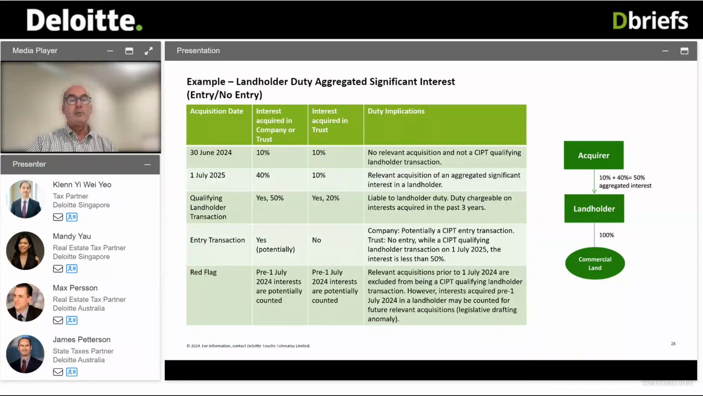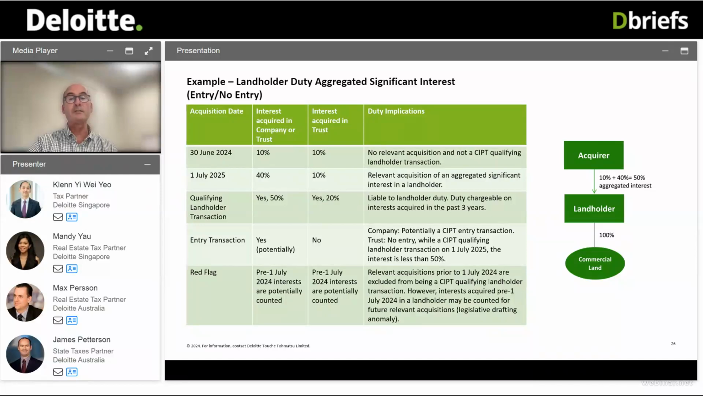For the company example, it also results in an interest of 50%, which is sufficient to trigger entry into the CIPT rules. However, that's subject to a legislative drafting anomaly, which may mean the 10% interest is disregarded and the property doesn't enter the CIPT regime. Now, we're still seeking clarification from the Revenue on this point, and we'll provide updates as and when we hear.